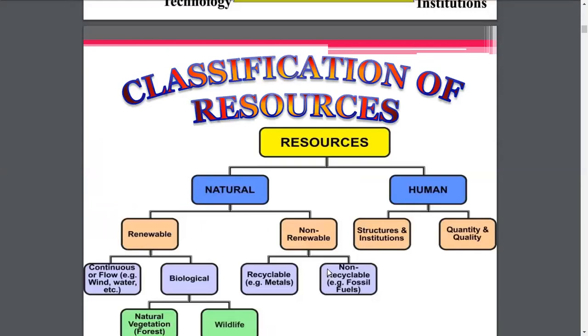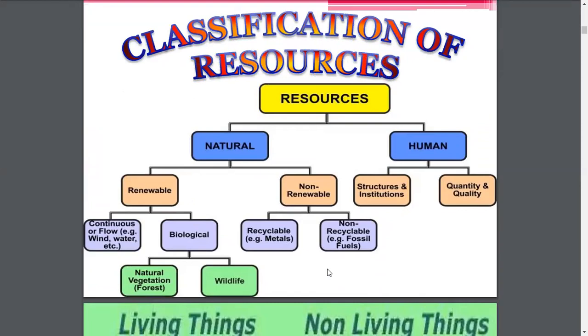Now here in this slide, you can see the classification of resources. What are the different classifications of resources? Classification of resources is done in two parts. One is natural and the other is human. So what is under natural? Natural means renewable and non-renewable. You already know what renewable and non-renewable resources are. Renewable resources means those which can be used again. For example, they have given here continuous or flow, example wind, water, etc. Renewable also includes biological, and biological is further divided into two, natural vegetation and wildlife. So they all are renewable.